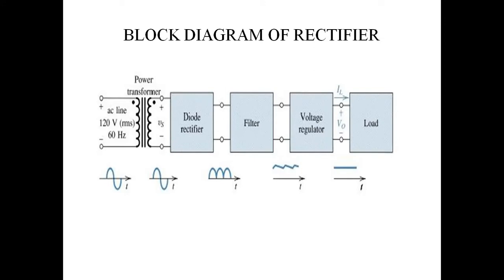This is the main block diagram of a rectifier. Mainly it has four parts. First one is the transformer, second one is the rectifier, then the filter and the voltage regulator. The transformer is used to increase or decrease the voltage of an alternating current. Then the output of the transformer is given to the diode rectifier for rectification, that means the conversion of AC to DC.